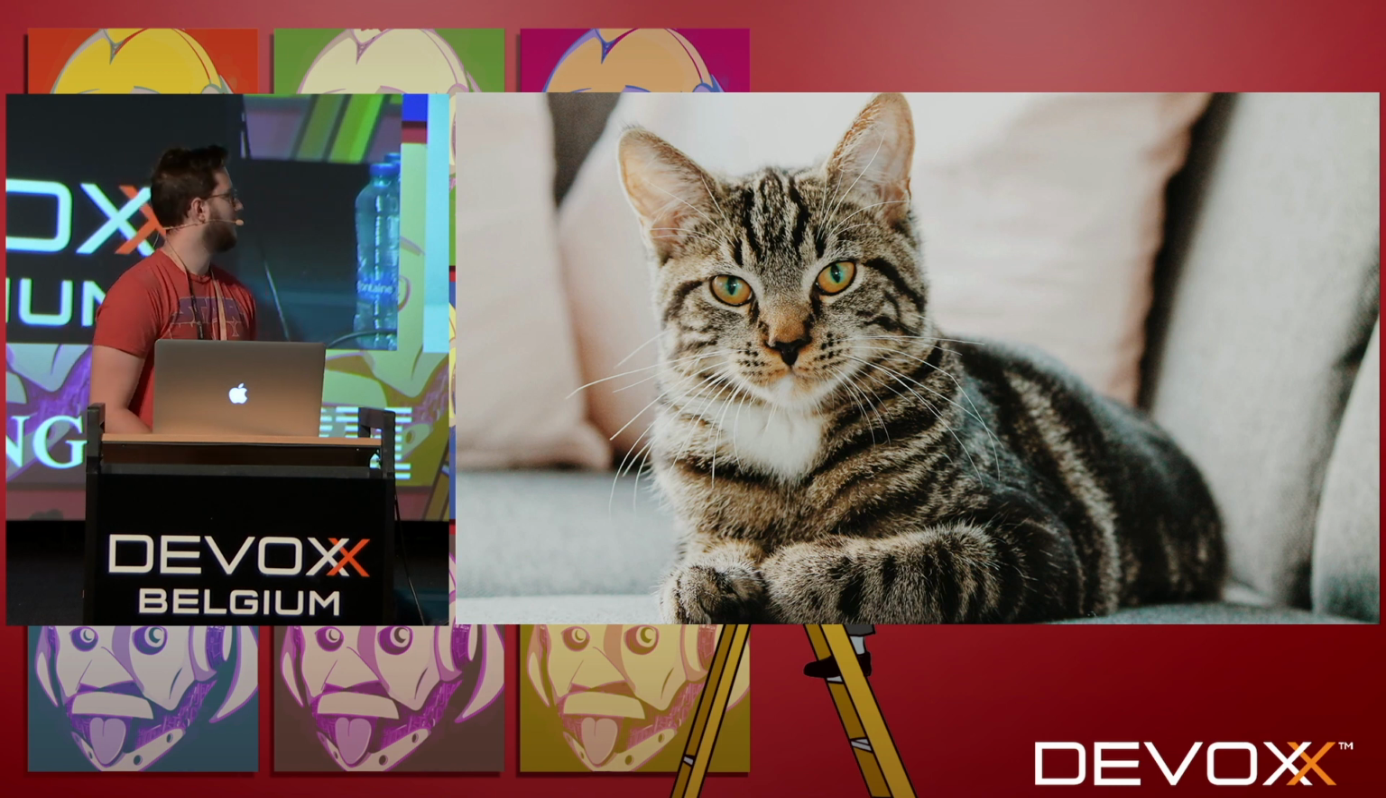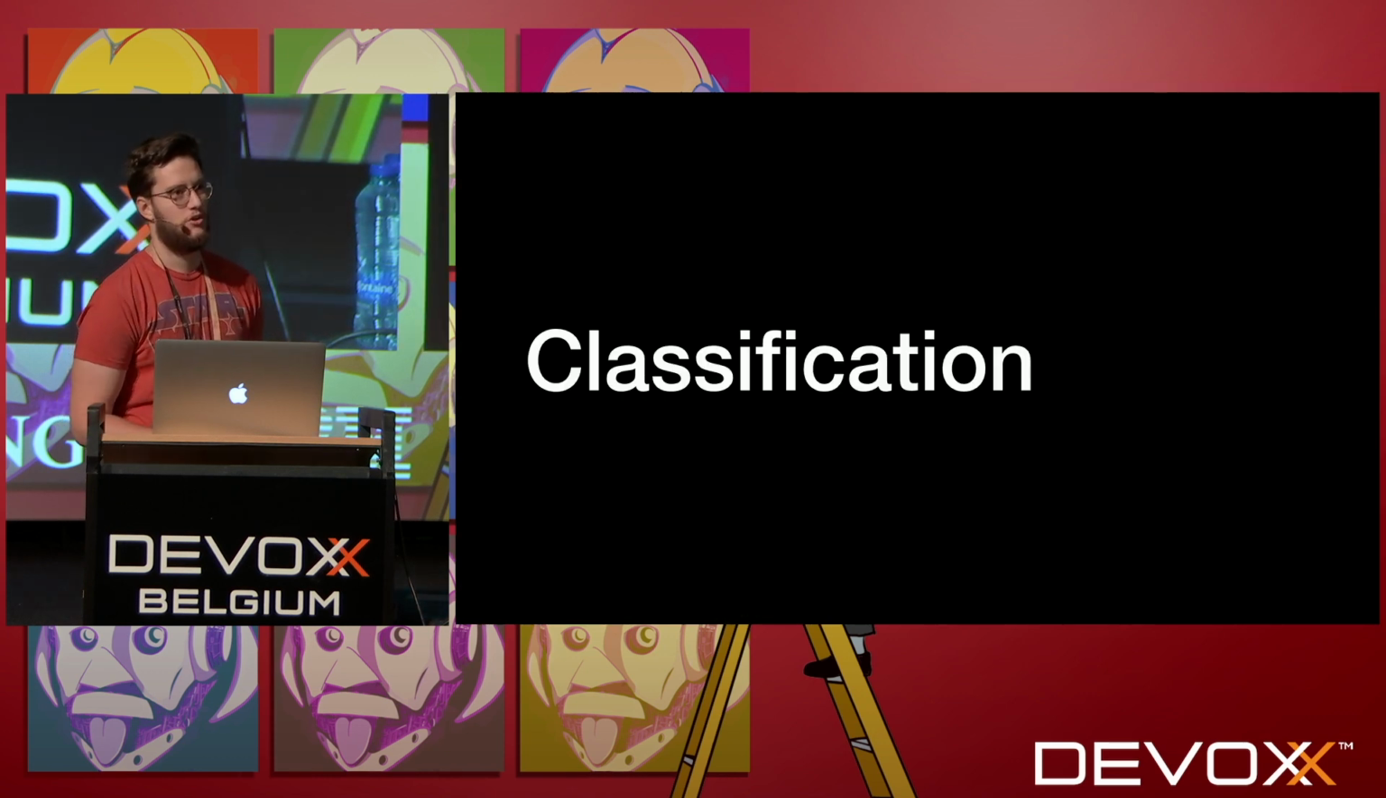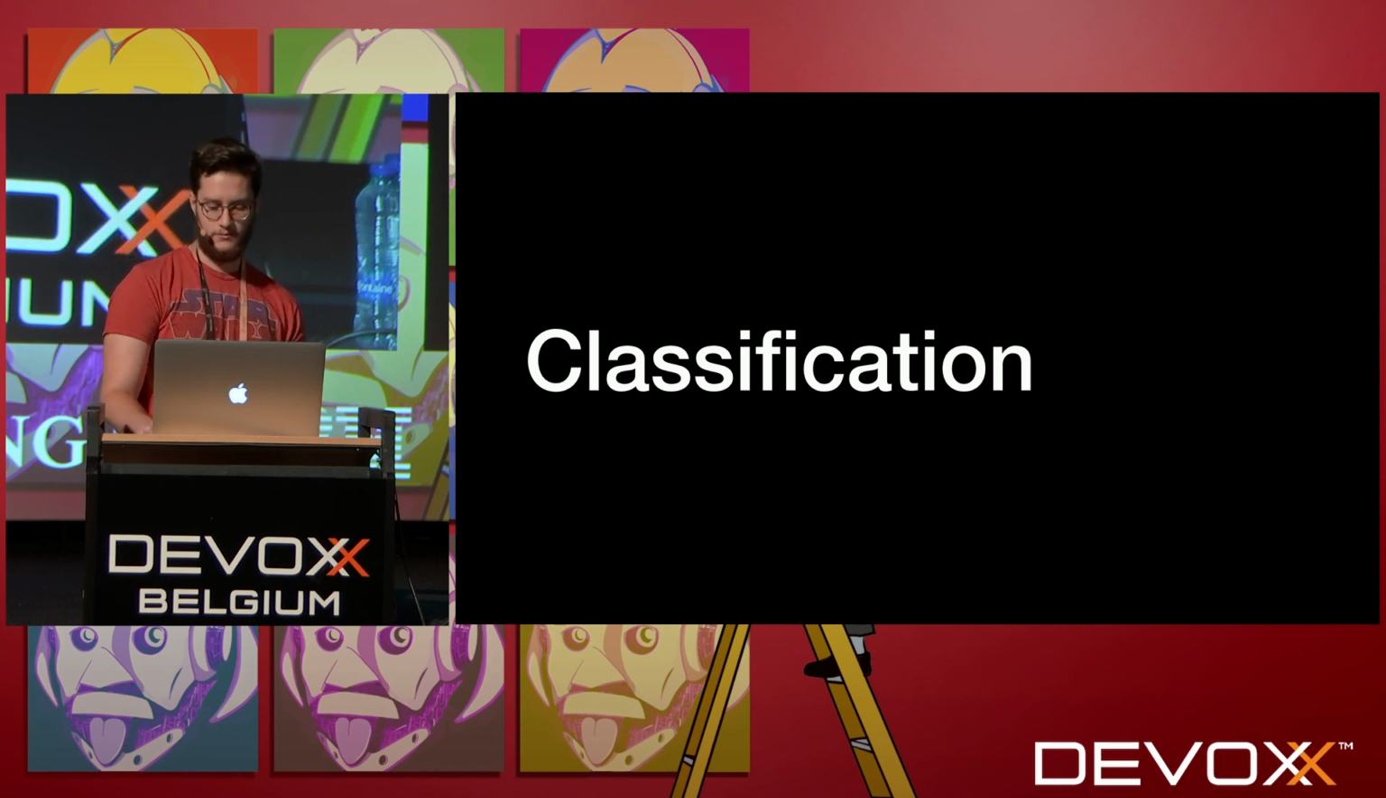To start, here's a photo of a cat. If I were to show you this photo of a cat, you would probably say, this is a cat, because it's a cat. And this is what we call classification. It's showing a computer vision model a photo and getting a label back.